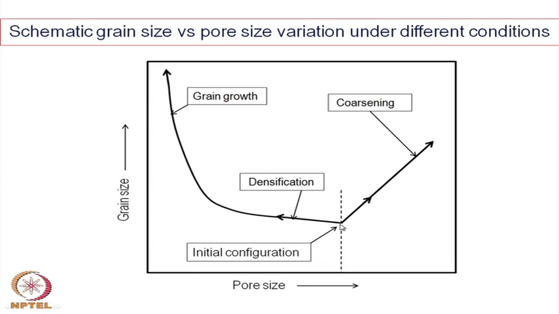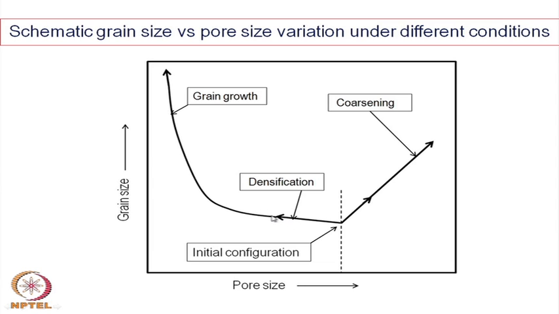Whereas, if there is densification and then grain growth here, then the pore size actually reduces, the pore size does not increase. Because our purpose is not to increase the pore size, it is actually to decrease the pore size. So by sintering our aim, our objective, is to decrease pore size and as a result get densification.